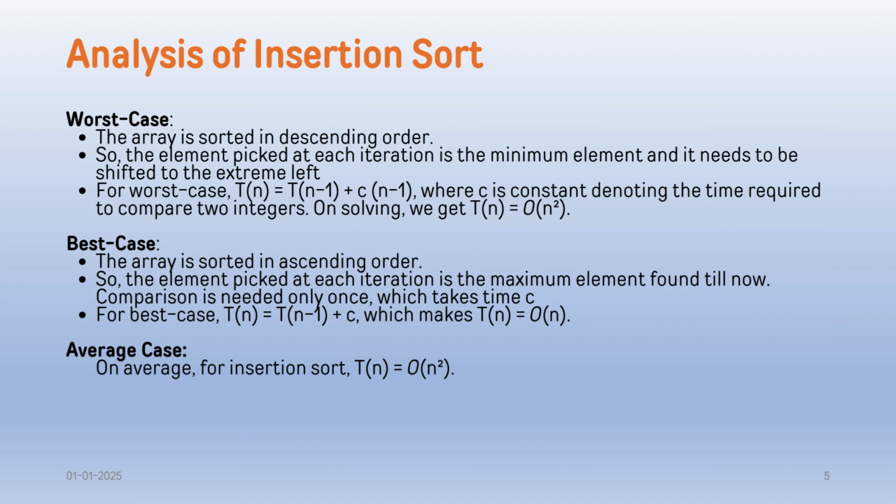The best case situation for insertion sort arises if the array is already sorted in ascending order. Note that, in this case, only one comparison is needed at each iteration and no right shifts are required. One comparison can be done in constant time. Hence, the recurrence relation for the best case of insertion sort is given by T(n) equals T(n-1) plus C. On solving this recurrence relation, we get order of n. On average, insertion sort takes order of n square time.